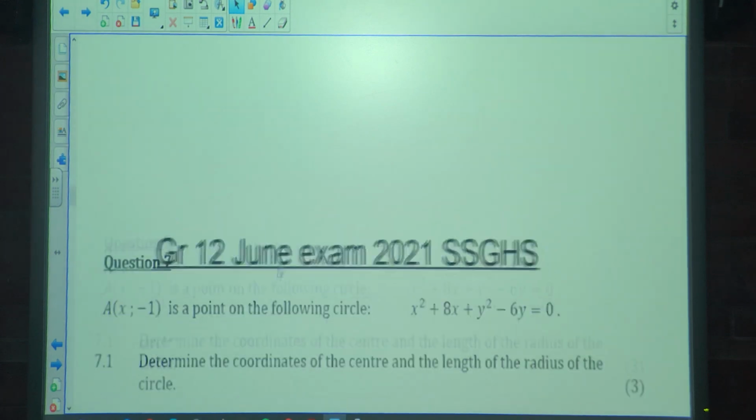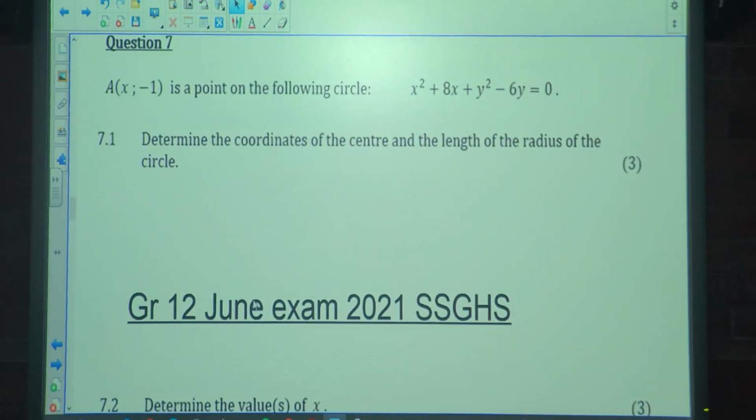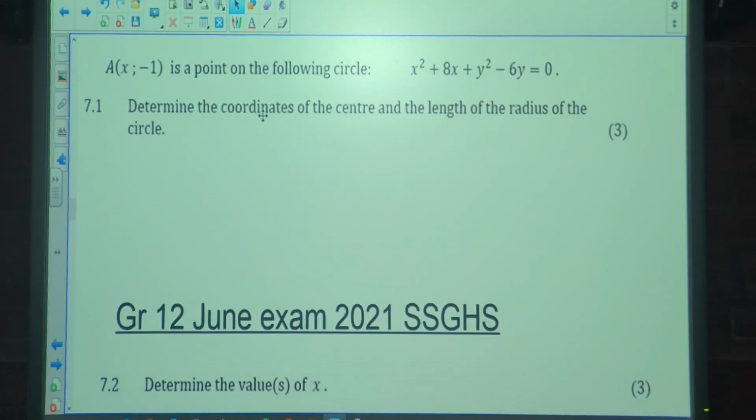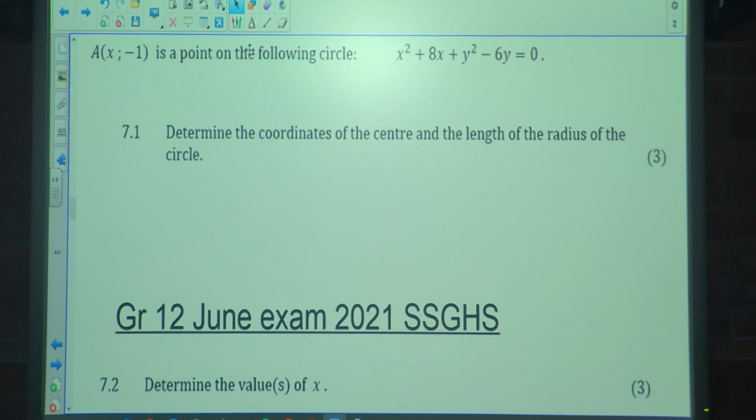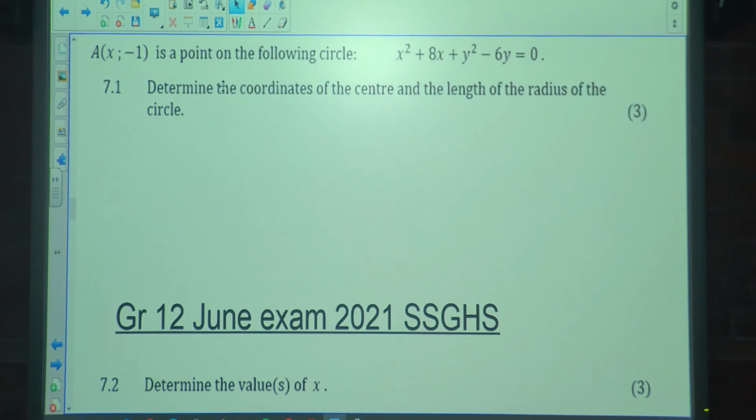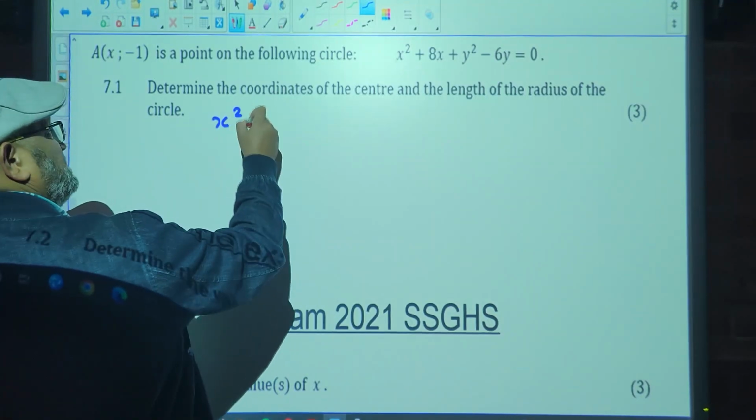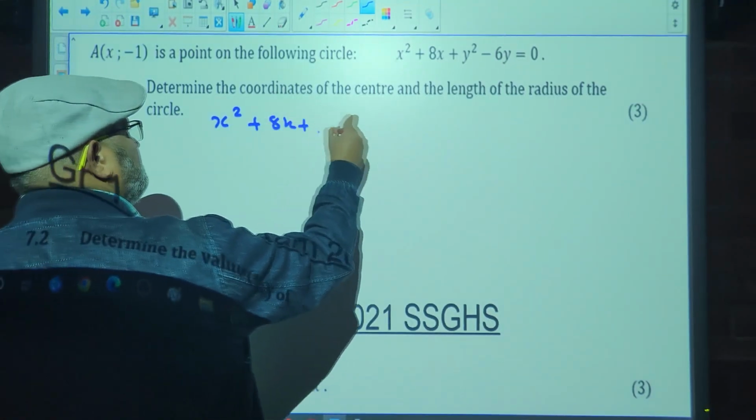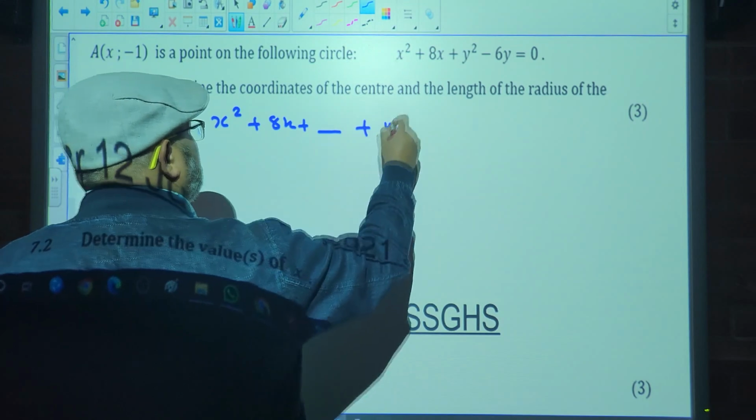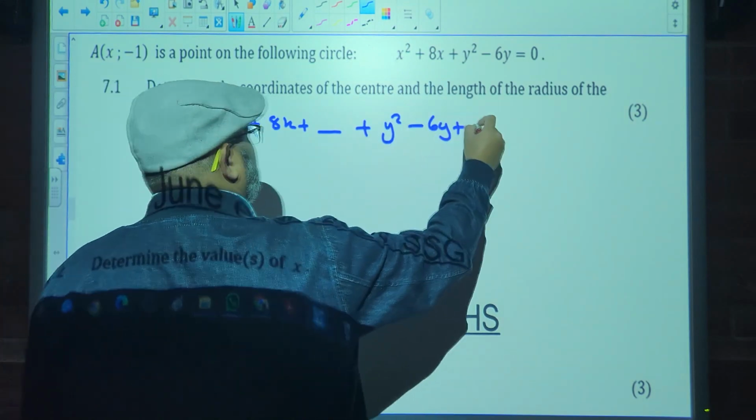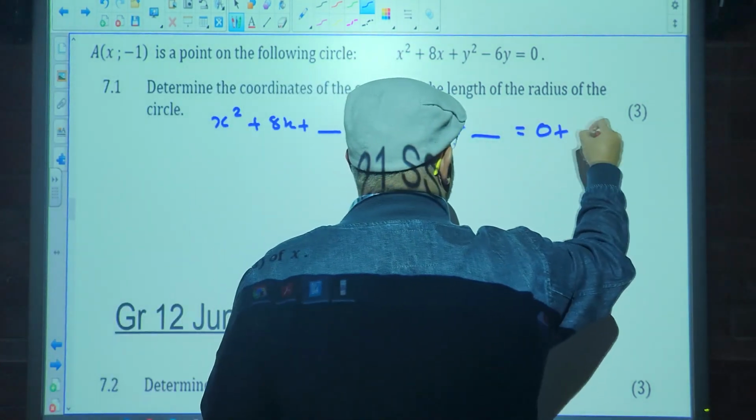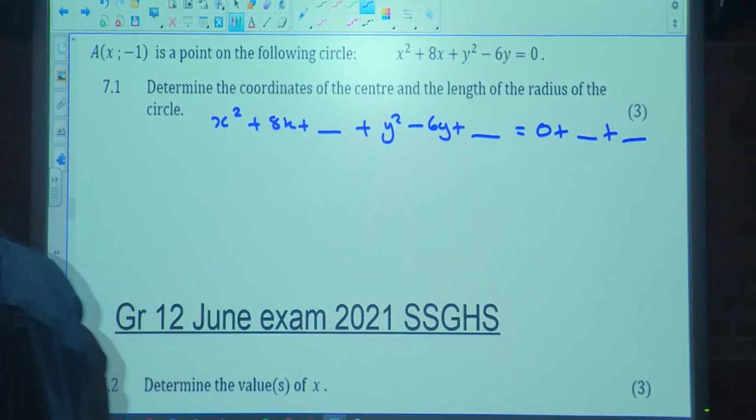Okay. Question 7. You are told that A, which is x and negative 1, is a point on the following circle. Determine the coordinates of the center and the length of the radius of the circle. So you must get it in the completing of the square form. So it's x squared plus 8x plus a number plus y squared minus 6y plus a number equals 0 plus the first number plus the second number.